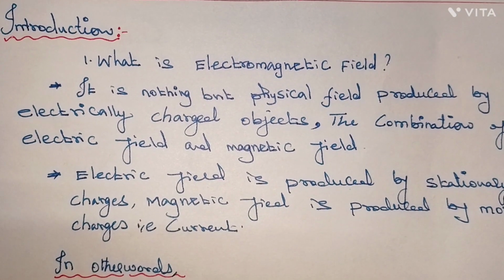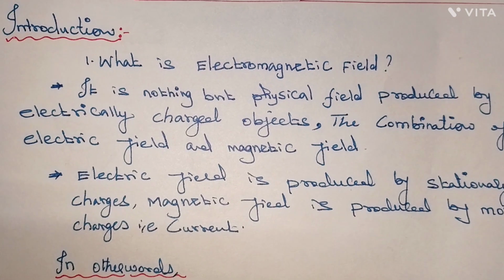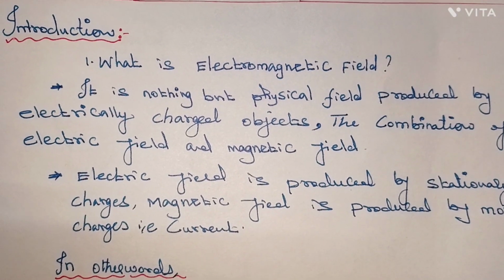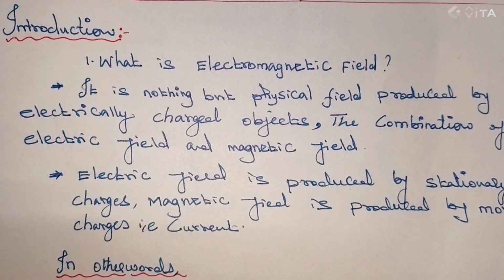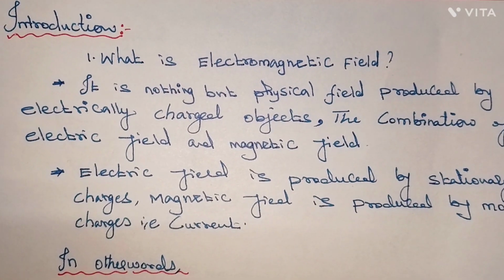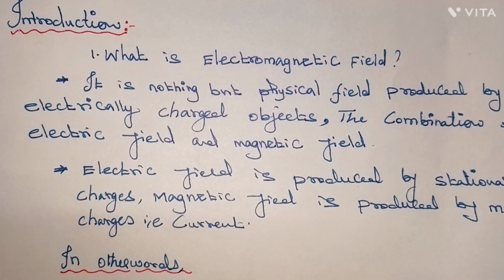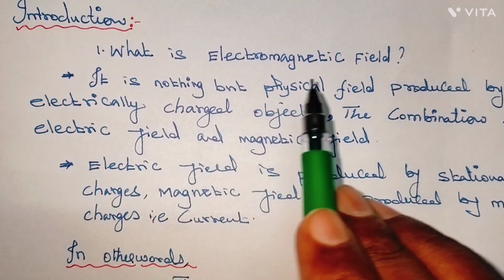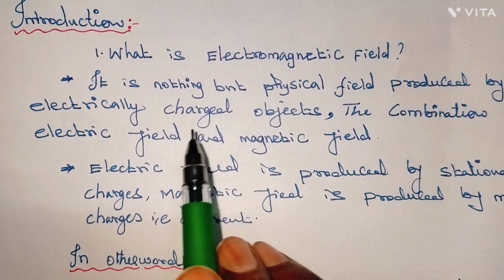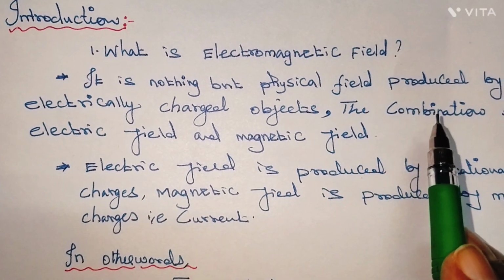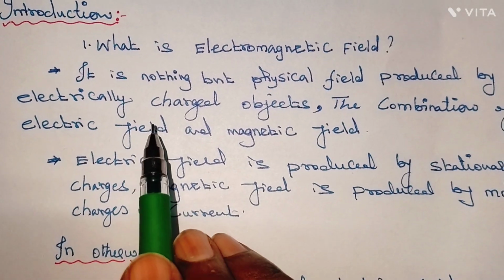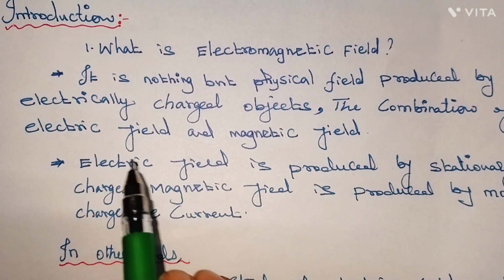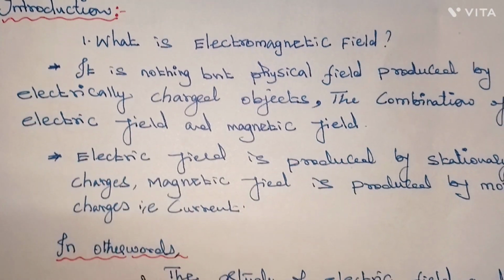So in this session we discuss the electromagnetic fields. In this series of lectures we will cover the various concepts of electromagnetic fields. First of all we go for an introduction. Here, first of all, what is an electromagnetic field? It is nothing but a physical field produced by electrically charged objects, the combination of electric field and magnetic field.